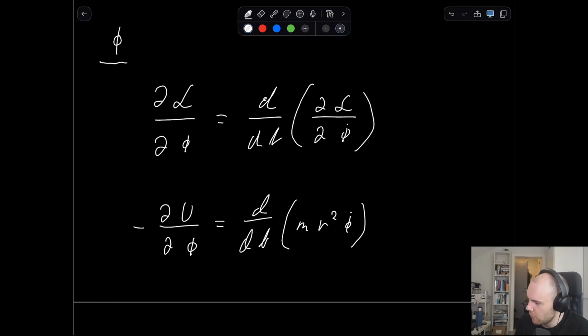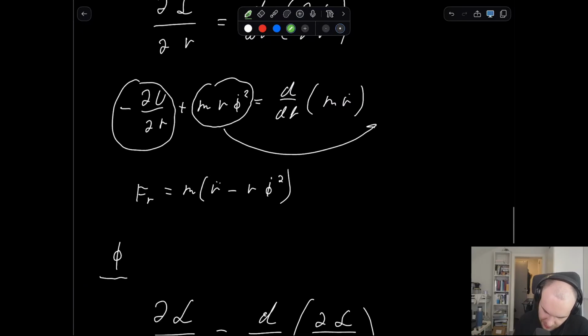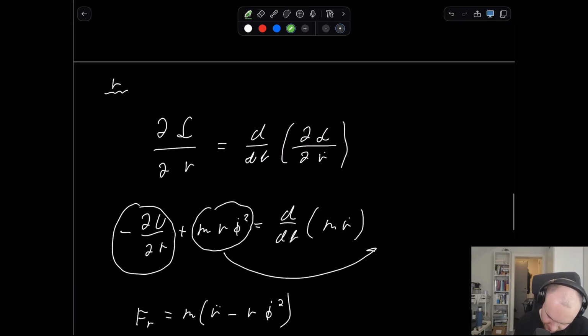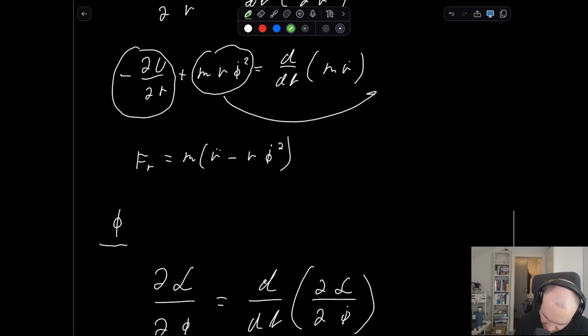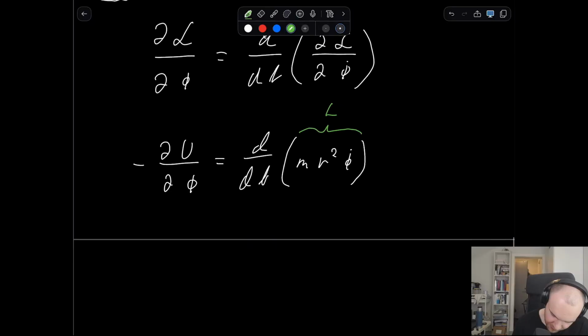Now to interpret this, we need to do something. There are some clues here. First, this right here is the angular momentum. That's, like I said, why this is called the generalized force and generalized momentum, because in the first equation, this is the actual momentum, right? This is the momentum in the r direction, while this is actually the angular momentum right here. Okay?